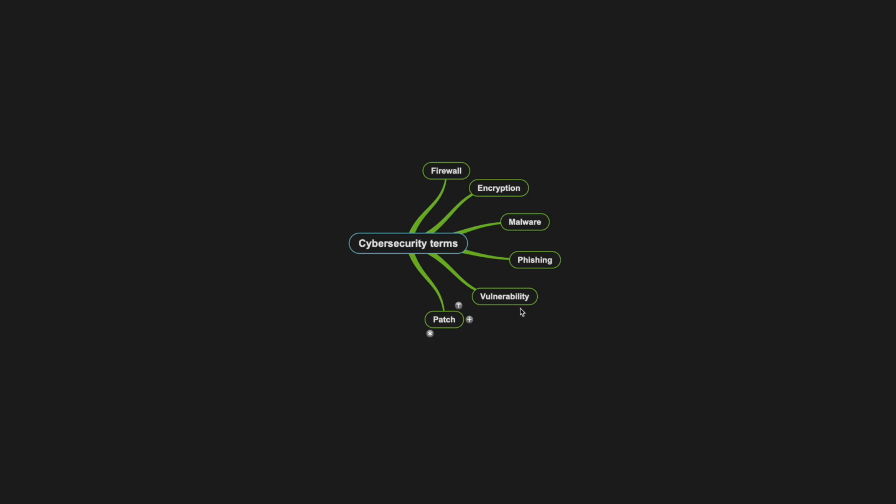Now, let's talk about patch. What is a patch? A software update or fix released by vendors to address security vulnerabilities or improve functionality. Applying patches promptly helps protect systems from exploitation by known vulnerabilities.